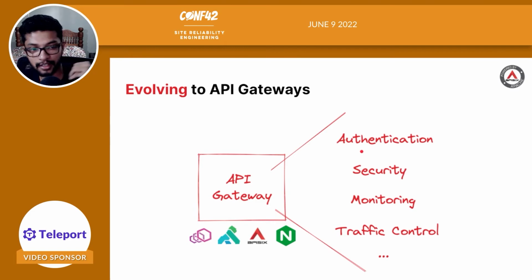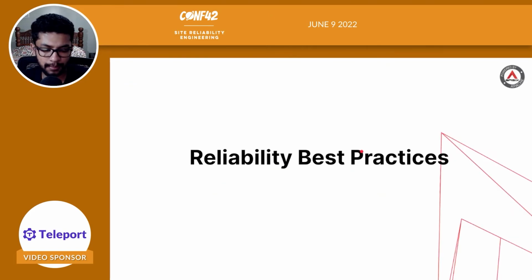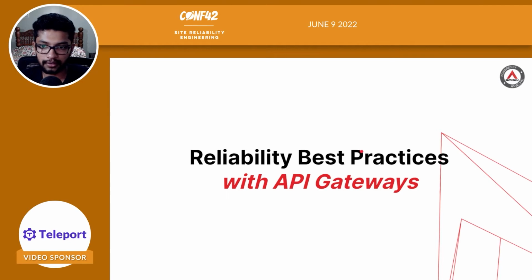And there are a lot of vendor neutral and open source API gateways available. As I might have mentioned, I am one of the maintainers of the Apache APISIX project, which is also a cloud native API gateway. But throughout this talk, I'll be talking about API gateways from a high level, and you can use any of the API gateways of your choice, or you can even go for cloud providers' API gateways. So let's look at reliability best practices with these API gateways.